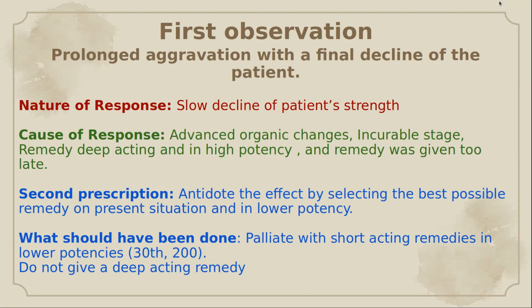So what should we do now? We have worsened the thing now. We have aggravated everything. We should antidote the effect by selecting the best possible remedy on the present situation, and we should give it in lower potency. The vital force is very much disturbed at this time. It is very weak because of the advancement of the disease. And if we give the higher potency and the deep acting remedy, it is only going to harm the vital force. So we have to give the lower potency.